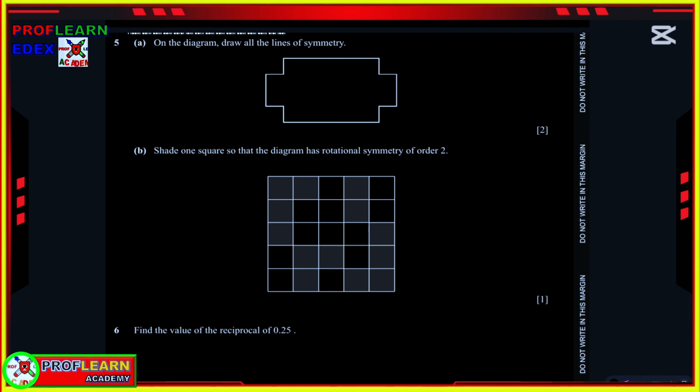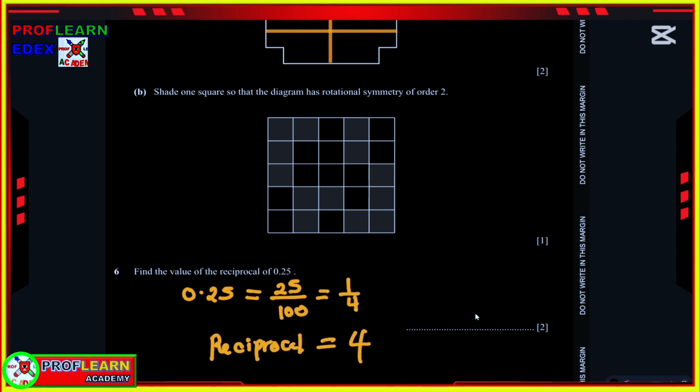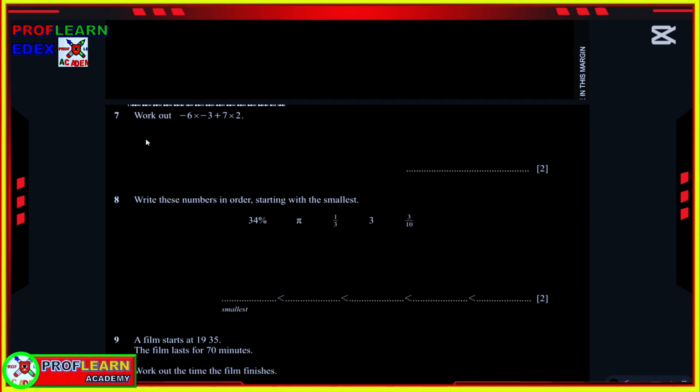You need to understand how to find lines of symmetry and order of rotational symmetry of given shapes. So those are the concepts I want you to really prepare on as far as the May June exams are concerned. Reciprocals, you can first express it as a fraction, and then you reverse the numerator and denominator as shown there. You need to know body mass and bed mass.